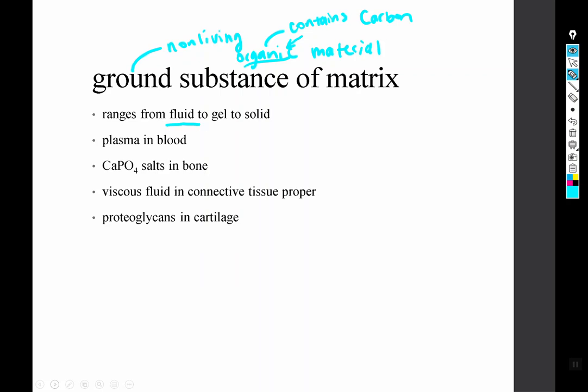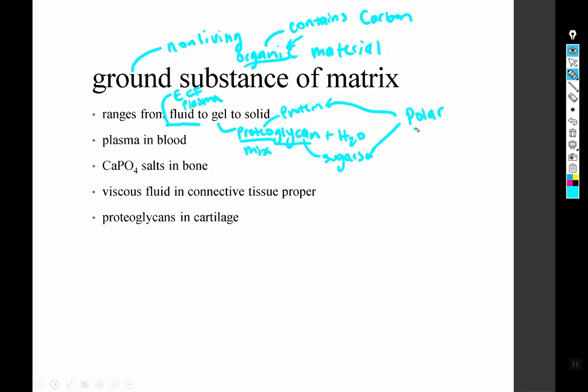Okay, so the ground substance depends on what connective tissue you're looking at. So fluid would be extracellular fluid or plasma, as in blood. Gel is a proteoglycan and glycosaminoglycan mix. So these fancy chemicals that I'm talking about are protein with sugars hanging off of them. And sugars, as you may know, as well as proteins, are very polar, meaning they have lots of pluses and minuses, so partial or full positive and negative charges.